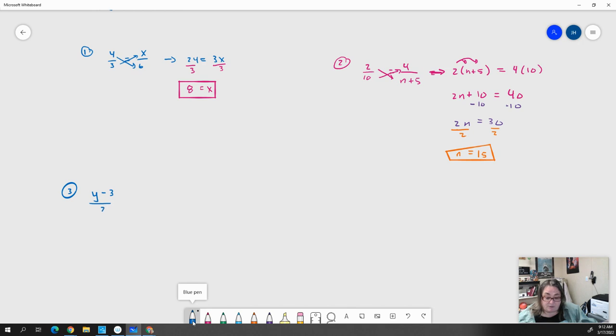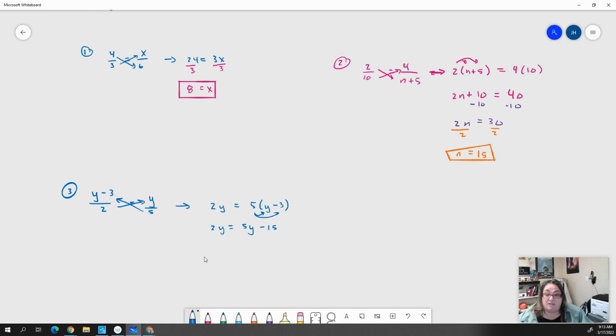Whenever we have a proportion, we can just cross multiply. So if I have y minus 3 over 2 equals y over 5, when I cross multiply, I get 2 times y equals 5 times y minus 3. And we're going to go ahead and distribute. We're going to have 2y equals 5y minus 15.